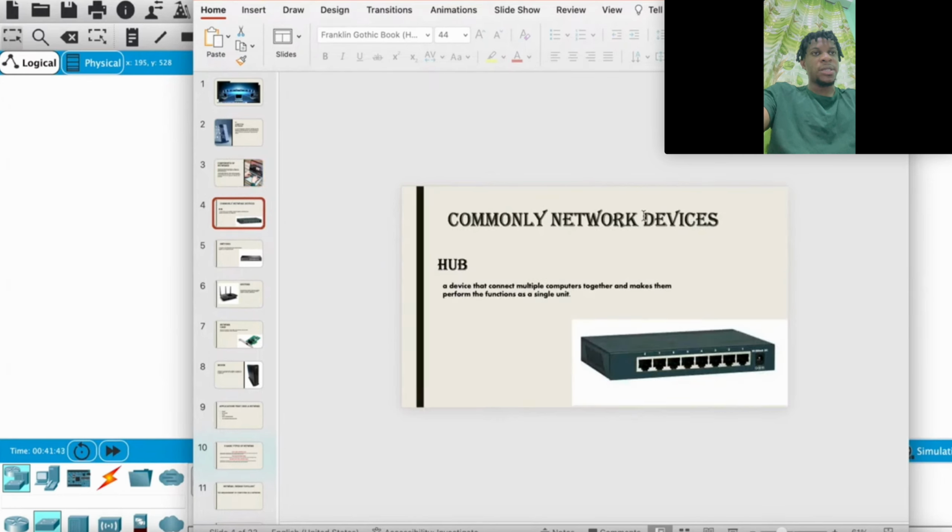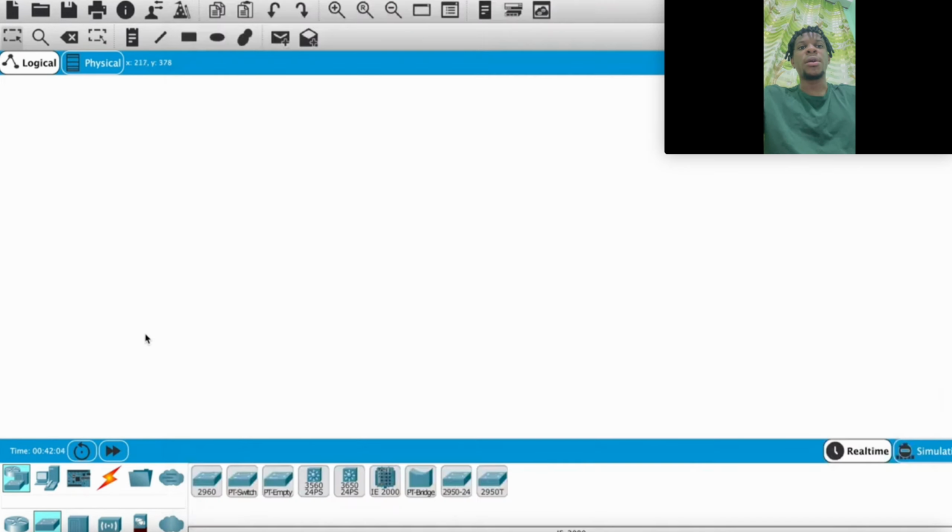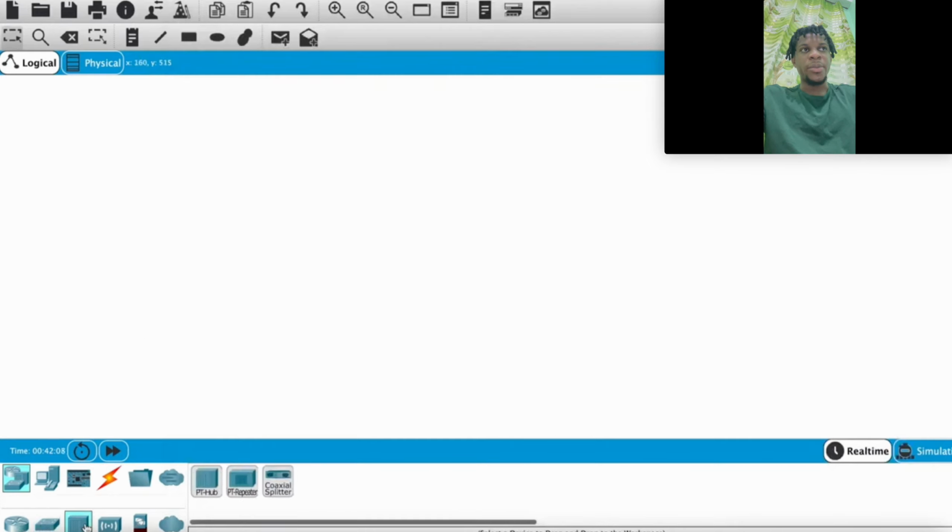A hub is a device that connects multiple computers together and makes them perform the function as a single unit. That's the definition of a hub. So here's a hub. We have the PT hub, the PT repeater, and the coaxial splitter.